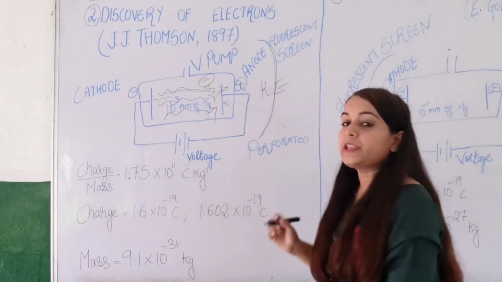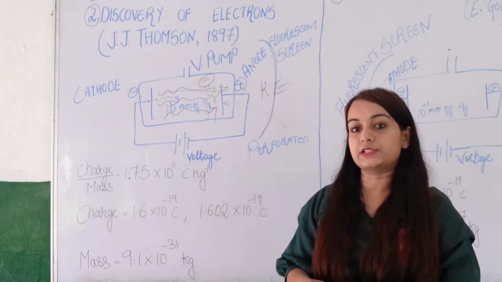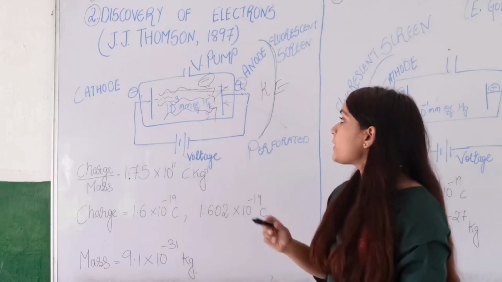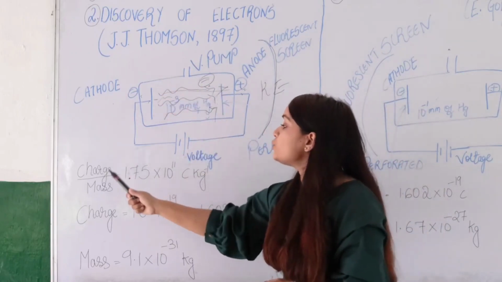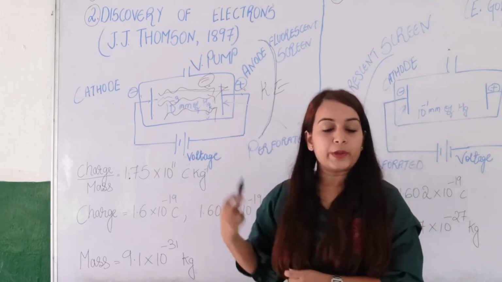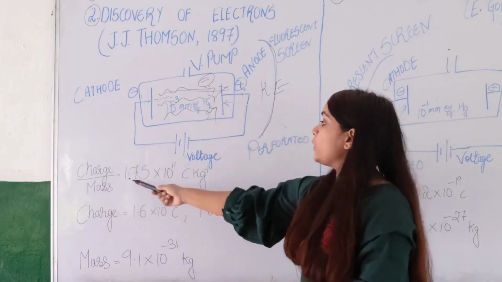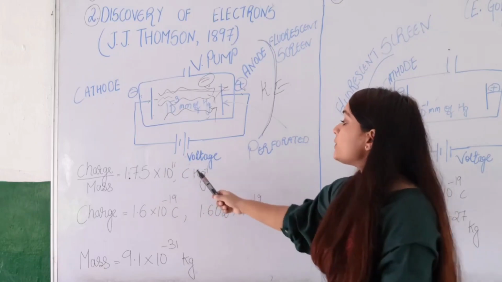Kinetic energy is the energy due to motion. That means anything that moves will have kinetic energy. So these were the properties discovered through this experiment. Now J.J. Thomson also measured the charge to mass ratio with the help of some experiment which we will not be going into in much detail. The charge to mass ratio was found to be 1.75 into 10 to the power 11 coulomb kg inverse.